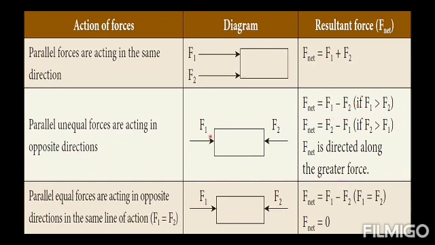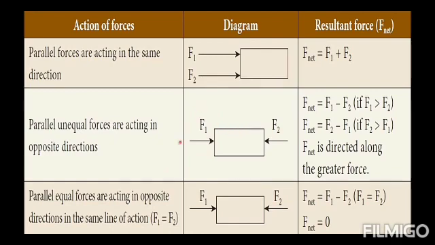See, look at this. Whichever force is greater, that you have to write first. So, F resultant equals F1 minus F2. Why do we write F1 minus F2? Because the F1 force is greater than F2. Next, see F2 minus F1. Which one is greater? F2 is greater than F1. So, we have to change this formula to F2 minus F1. So, here the resultant is directed along the greater force.